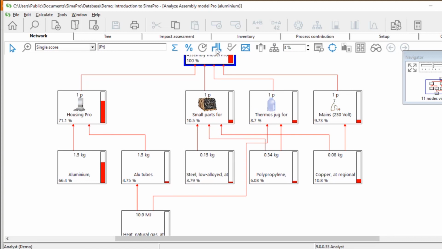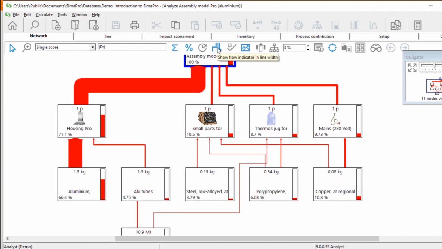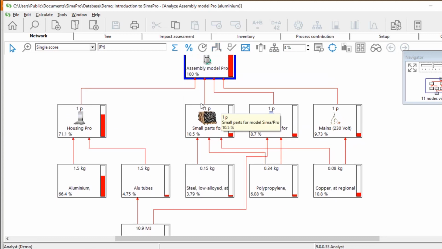Okay, so this was the Sankey diagram. You can just play around with this Sankey diagram to see which part has more environmental burden. The thicker lines have more environmental burden. As you can see, 71%. This line is thicker than the other ones. If you don't like this, you can present it without any thicker or thinner lines.